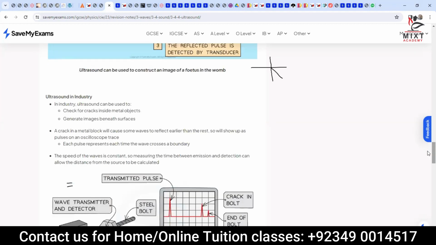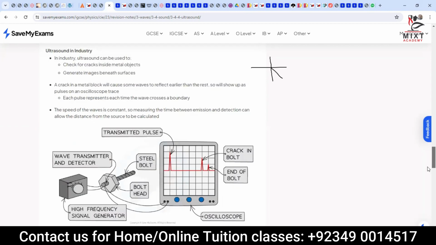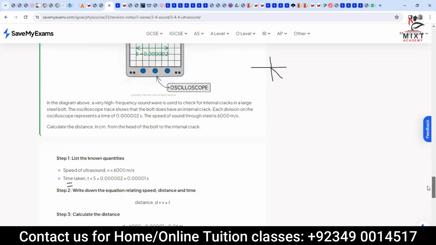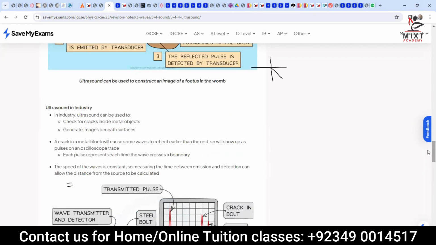Okay, there is an industrial purpose for this as well. It is used to check for cracks inside metal objects and generate images beneath surfaces. A crack in a metal block will cause some waves to reflect earlier than the rest, and so will show up as pulses on an oscilloscope trace. Each pulse represents each time the wave crosses a boundary. Okay, write this down as well. That is the last point. I want you to write it down, please: ultrasound in industries.